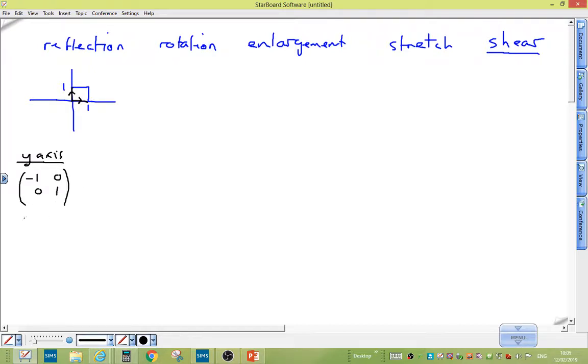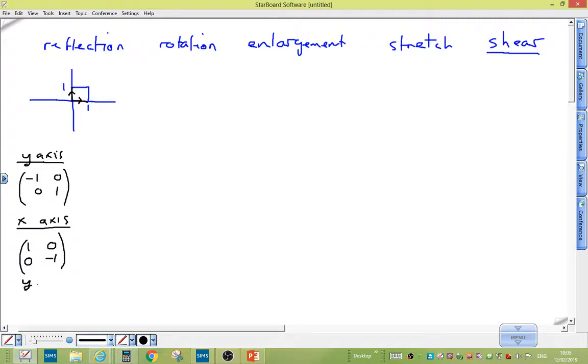If you want to reflect in the x-axis, you will have to multiply by the transformation matrix. Well, this 1 by 1, which is basically the identity matrix, is going to need to be made into, the x will stay the same, so that is going to be 1, 0, but this time this is flipping down here, so that is going to be 0, -1. That's a reflection in the x-axis.